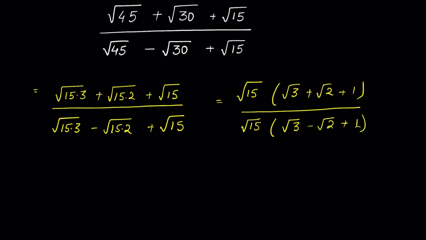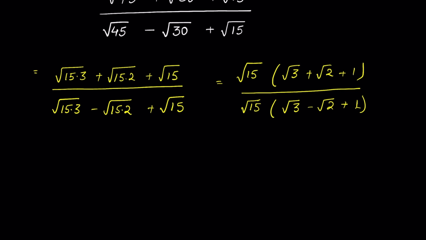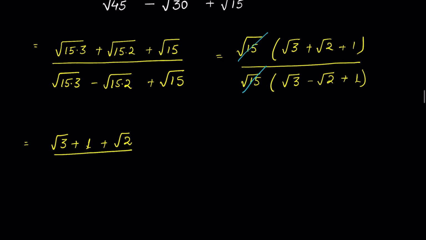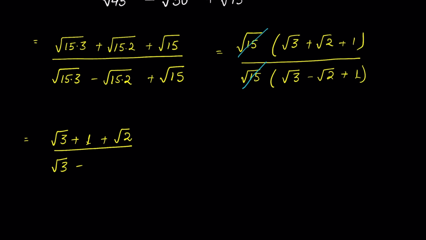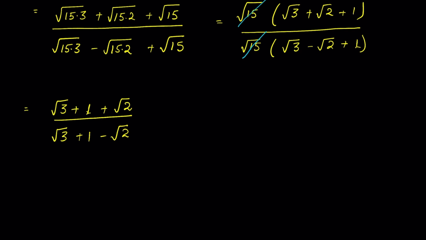Now I have skipped one step here. Square root of a times b, this we can write as square root of a times square root of b. Therefore when we have square root of 15 times 3, we can write square root of 15 times square root of 3. Now moving ahead, we can cancel this square root of 15 and square root of 15. Now let's rearrange it and write it as square root of 3 plus 1 plus square root of 2, upon square root of 3 plus 1 minus square root of 2. I have done this so that it's easier to rationalize the denominator.